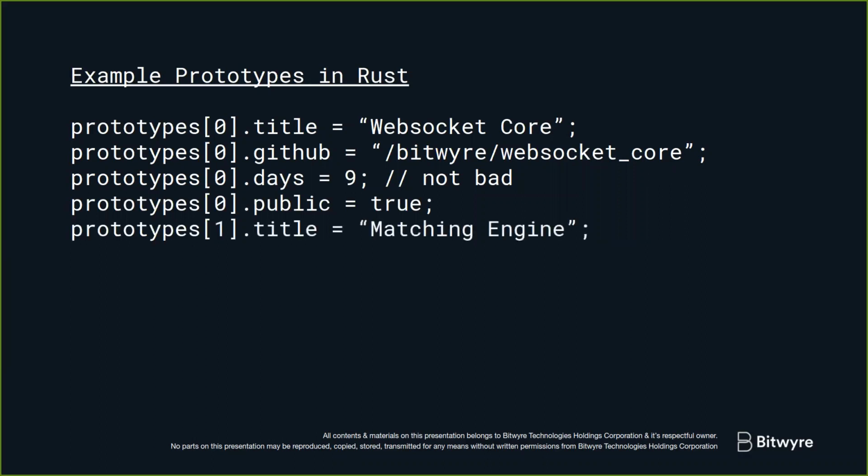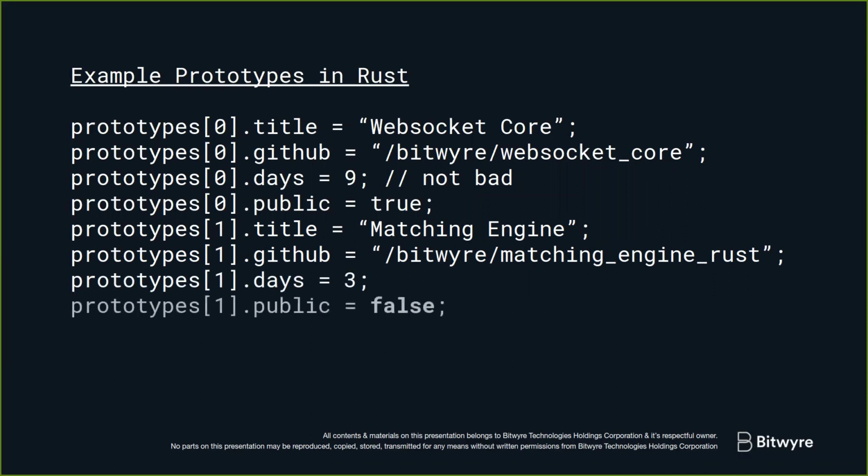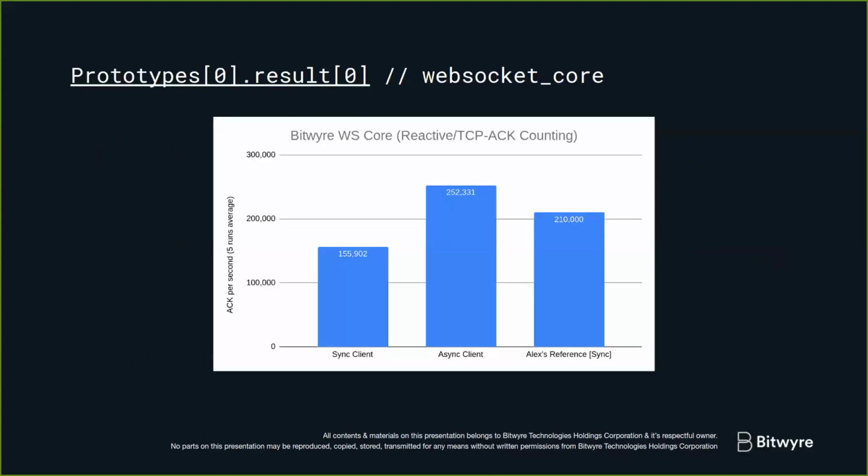And the next one is the matching engine. This is the GitHub path. I made it in 3 days, and apparently it's not public. That's pretty amazing. Yeah, 3 days, after a 2 months learning curve. Because this code is not public, I will show you today. Okay, this is the WebSocket core. I'm not going to show the code.